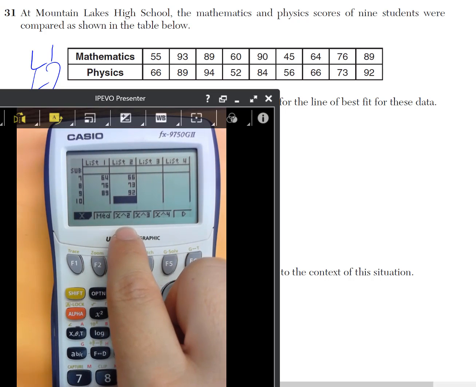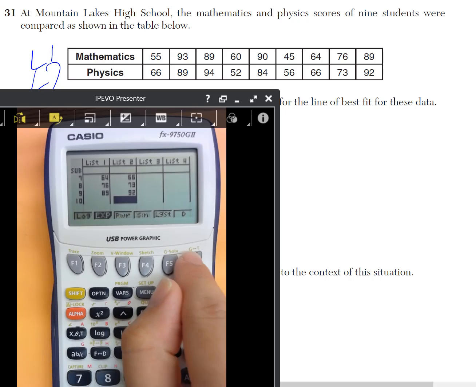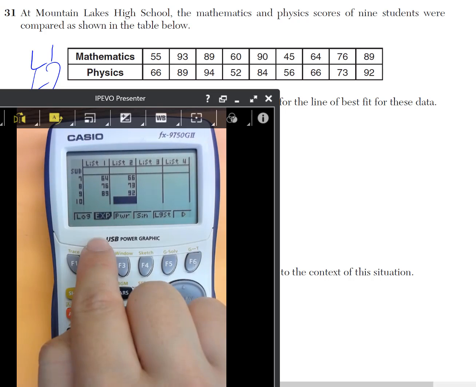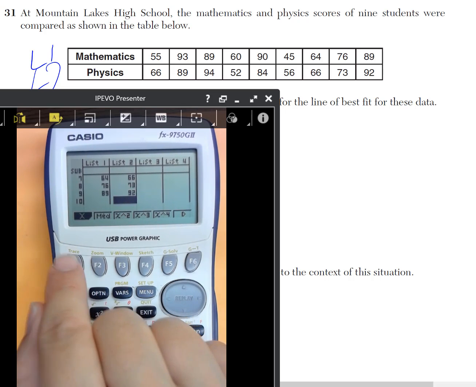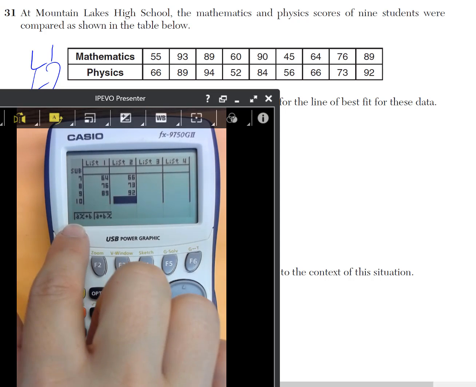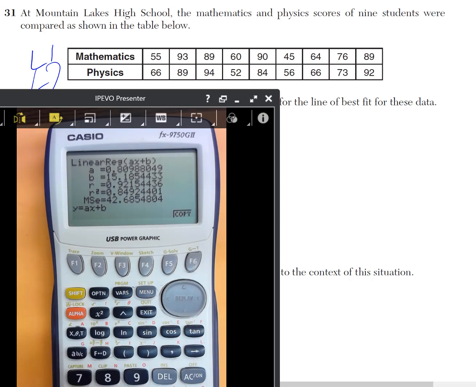This would be quadratic, X squared. If you needed to do an exponential, you'd have to press F6 for more. So we're doing linear, so press F1. We want it in AX plus B form. And here's our linear regression line.